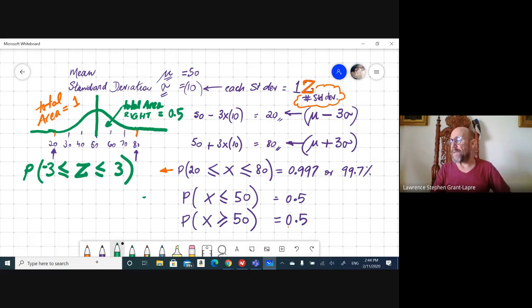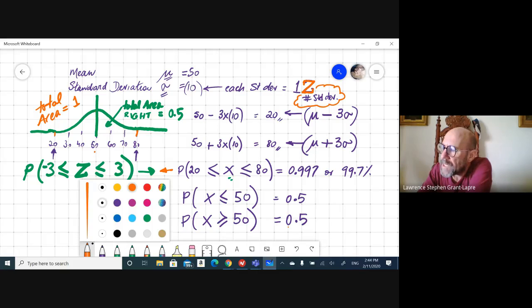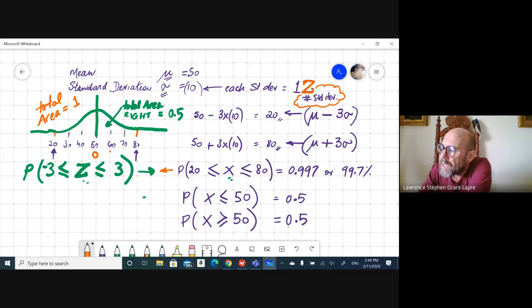So this equation here can be Z or it can be X. Now, X are the real numbers. X is the scores, 20 to 80. But we can convert 20 into a Z score. And what I'll do is I'll just put under here, that's the Z score of 0. That's the Z score of 1. That's the Z score of 2. And that's the Z score of 3. That's the Z score of -1. That's the Z score of -2. That's the Z score of -3.